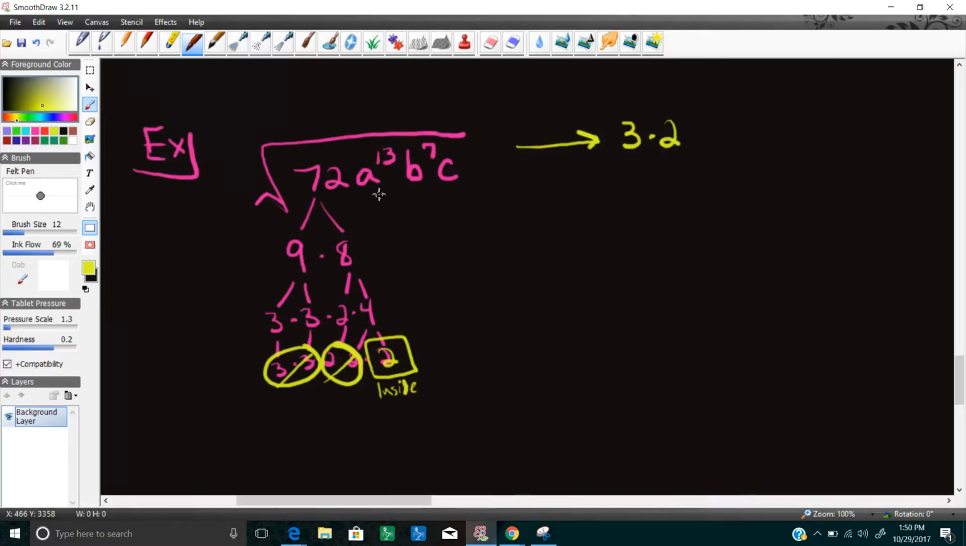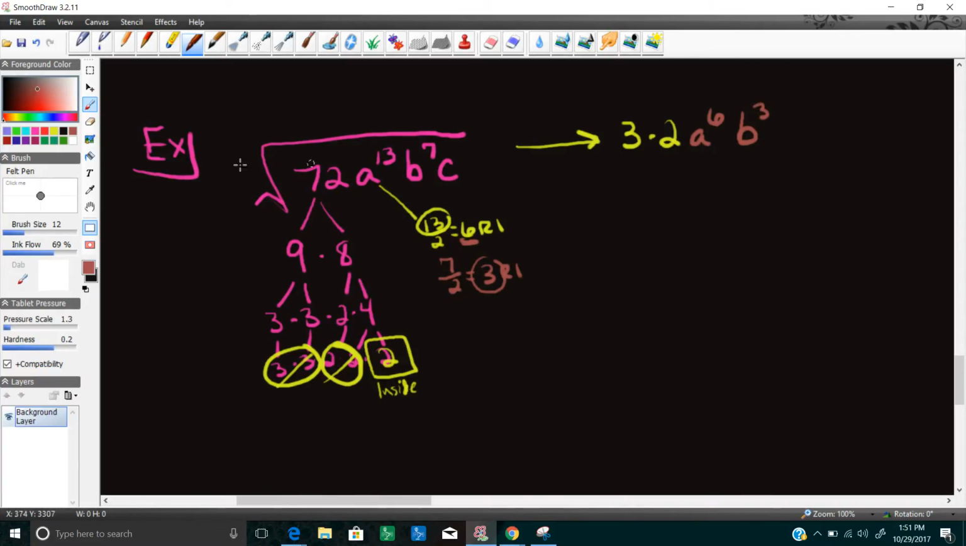Then for my variables, for a, I have a 13. So 13 divided by 2 is going to be 6, remainder 1. So remember the top number is what we're dividing. This 6 right here is what goes outside. So I have a to the 6th power. For my b, I have 7 divided by 2. So 7 divided by 2 is going to be 3, remainder 1. So for b, I have b to the 3rd power.